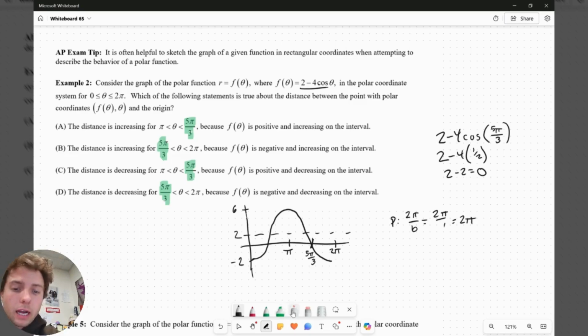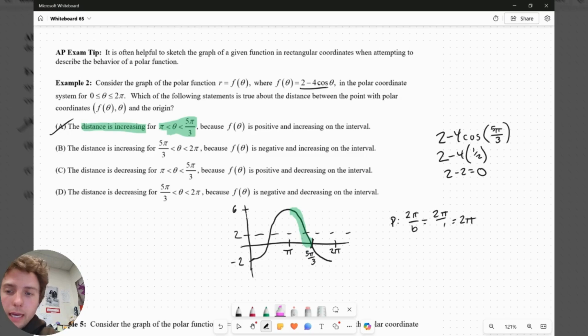The first thing I'm looking at then is the distance increasing between pi and 5 pi thirds? Again, distance means you're getting further from the x-axis, which would be shown by getting further from the origin on a polar graph. Well, pi to 5 pi thirds, we're getting closer to the x-axis. That answer is not good.